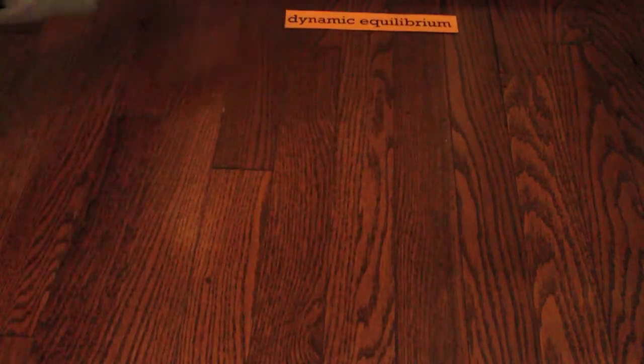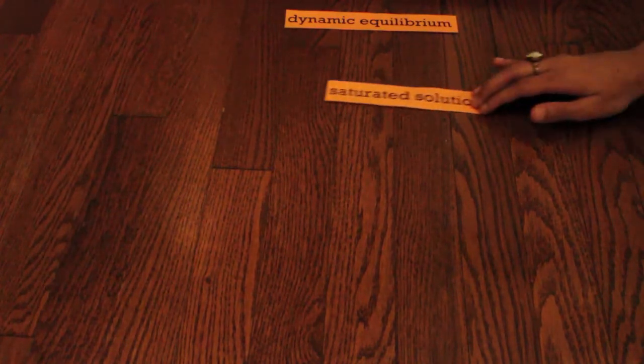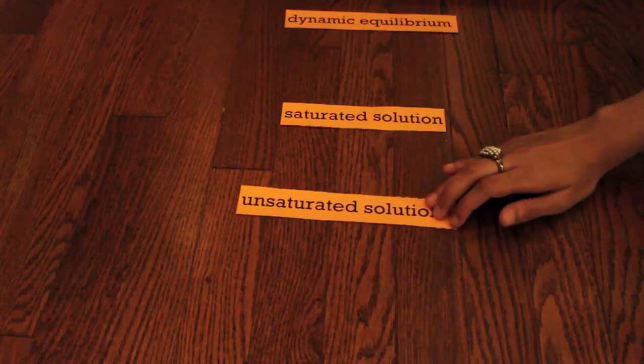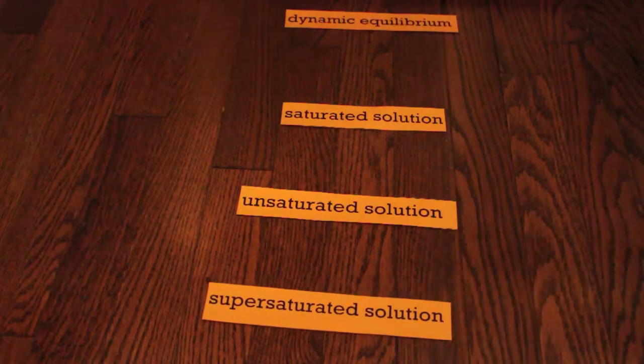Dynamic equilibrium is a concept that exists in both chemical contexts and in everyday life. This video will discuss dynamic equilibrium in 3 situations: 1. In a saturated solution, 2. In an unsaturated solution, and 3. In a supersaturated solution. First, let's talk about solubility.